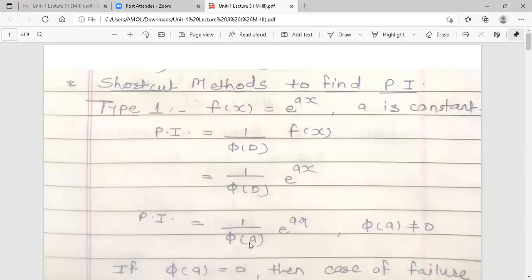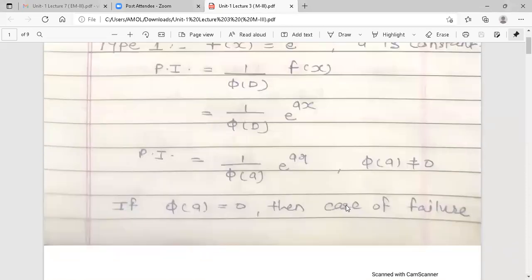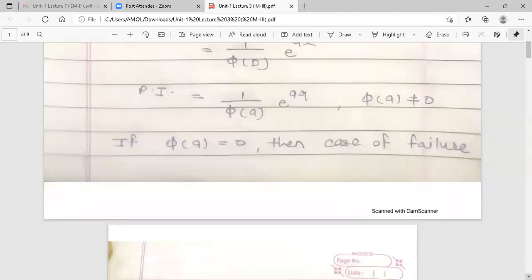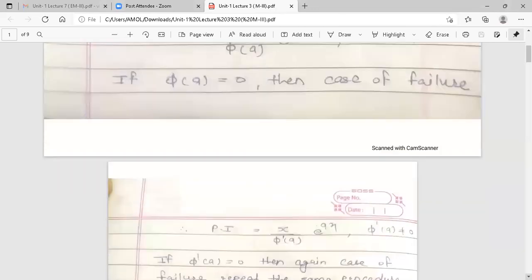The denominator term phi of a must be non-zero, because if phi of a is equal to 0, then it is the case of failure. If the denominator is 0, then you get infinity. So the condition is that phi of a must be non-zero. If phi of a is equal to 0, then it is the case of failure. And then in that case, how to find the PI?